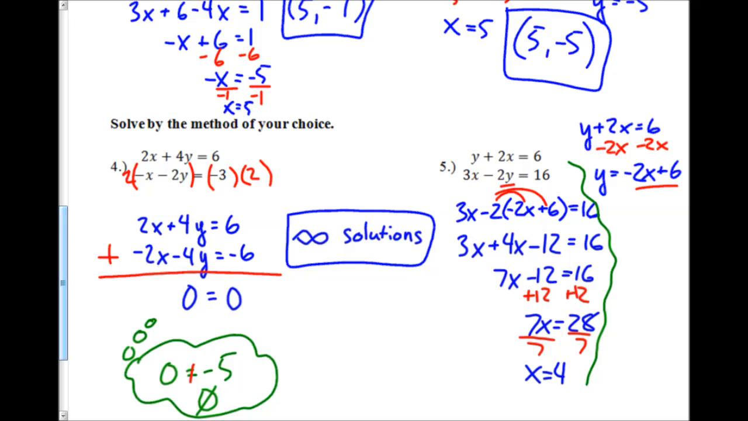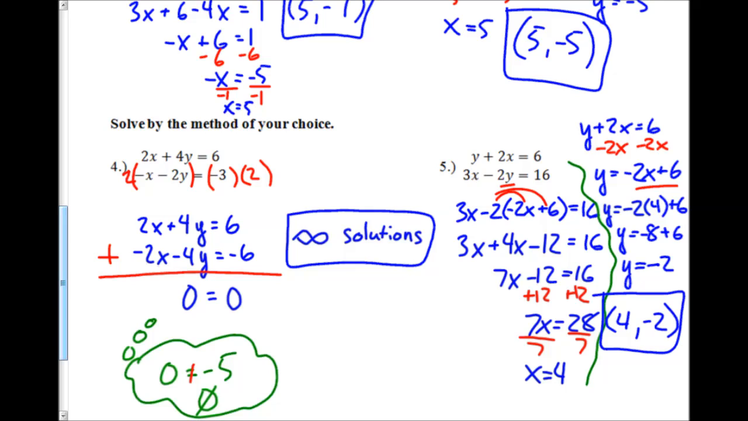And since I already have an equation that says y equals, I'm going to plug it in right here. Negative 2 times 4 plus 6. That's a negative 8 plus 6. So I find out that y equals negative 2. All right? And then the last thing I do, I've been doing it with all of these, is I write it as an ordered pair. 4, negative 2. It's a nice, succinct way of writing my answer.